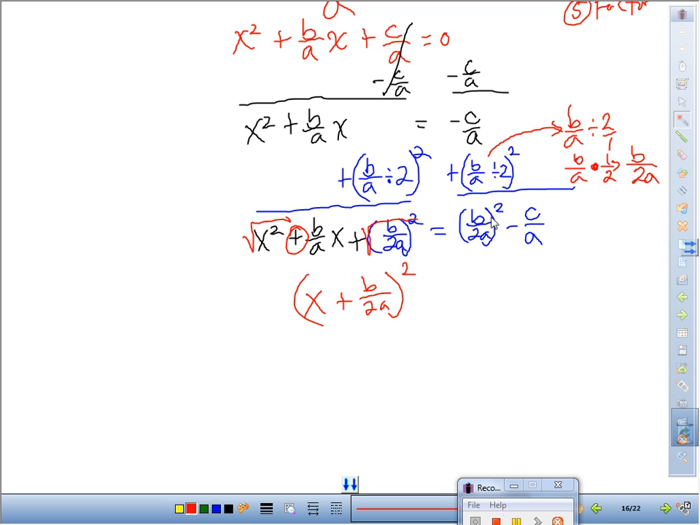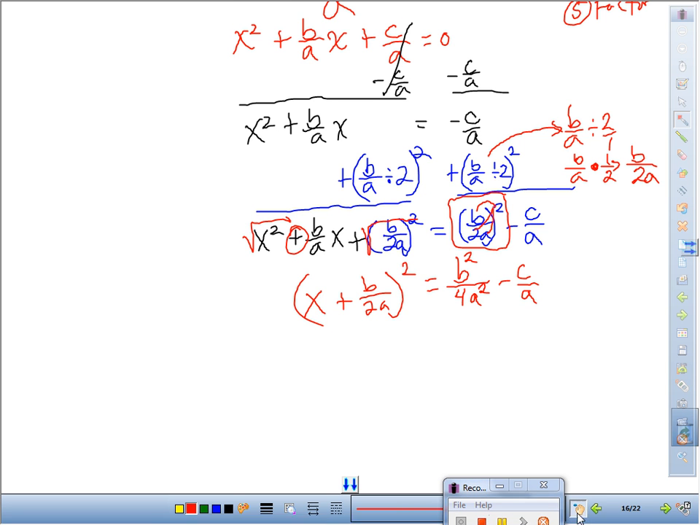Now, before I bring this down, everybody look up. Before I bring this down, I'm going to simplify this one right here. Watch. Since it has an exponent outside, I'm going to distribute that inside to each of these numbers. So this becomes b squared over 4a squared. How did I get all that? What is b to the second power? b squared. What is 2 to the second power? 4. What is a to the second power? a squared. And I bring down the minus c over a. Copy that, please.